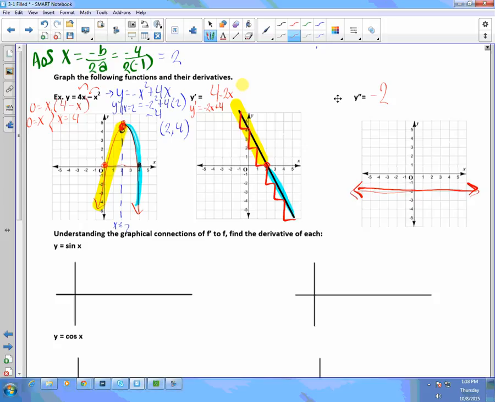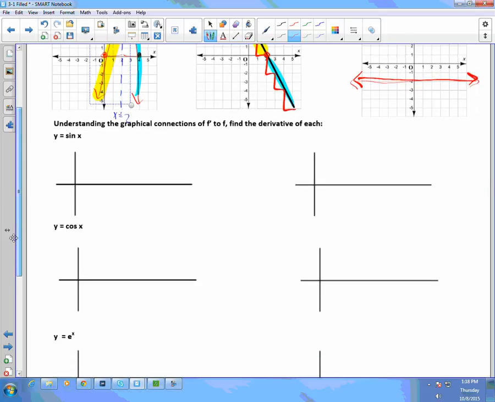We also have relationships from maximums and minimums to critical points that create x-intercepts. So the slope is 0 when you're rounding maximums and minimums. If we're increasing on the parent function, that means we're positive on the derivative. Decreasing means we're negative on the derivative. So we're going to discover what the derivative is for some trig functions.